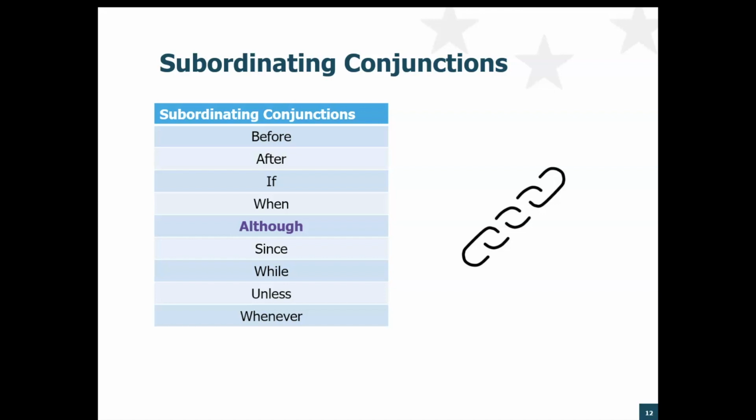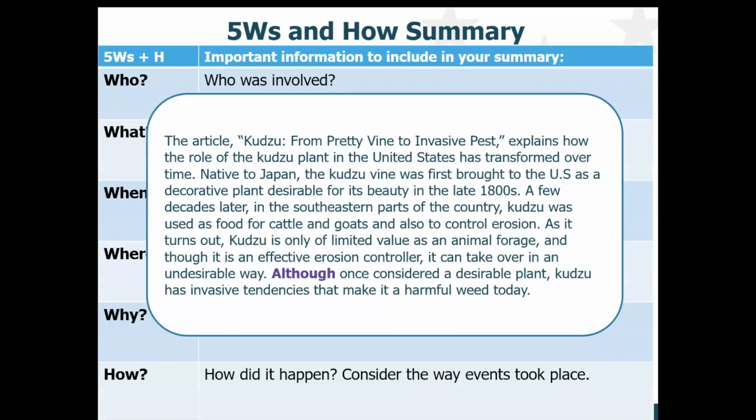Subordinating conjunctions are words that can help me to connect my different ideas around the 5 W's and the how. In my example, I use the subordinating conjunction although. Let's read my 5 W's and how summary for this article.